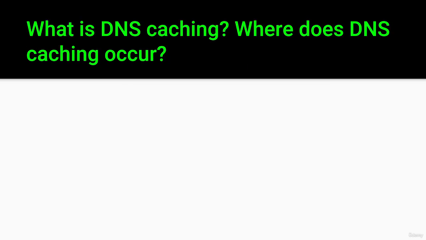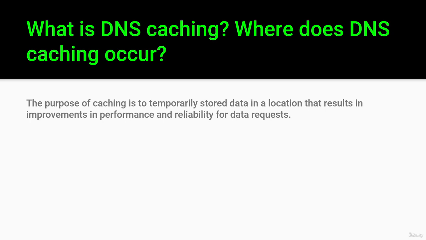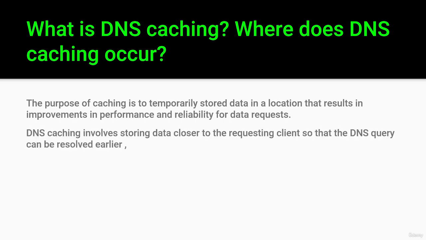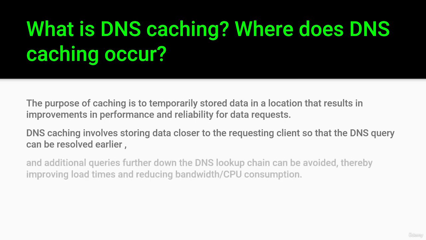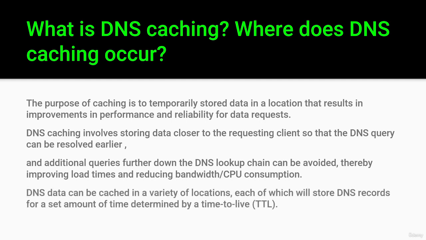Okay, now what is DNS caching and where does DNS caching occur? So the purpose of caching is to temporarily store data in a location that results in improvement in performance and reliability for data requests. So DNS caching involves storing data closer to the requesting client so that the DNS query can be resolved earlier, and additional queries further down the DNS lookup chain can be avoided, thereby improving load times and reducing bandwidth and CPU consumption. DNS data can be cached in a variety of locations, each of which will store DNS records for a set amount of time determined by the time to live, the TTL.